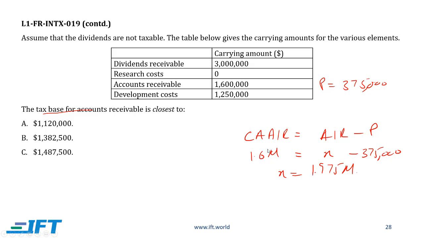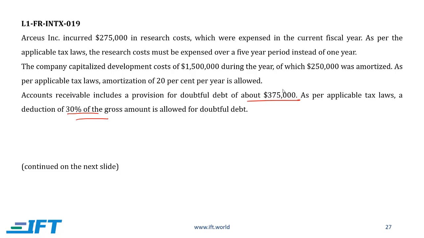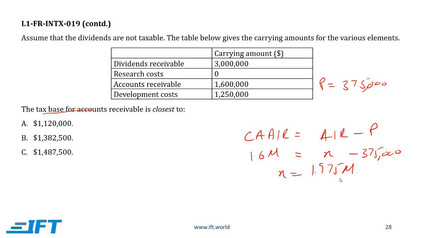Now the original accounts receivable. So instead of deducting 375, we need to deduct how much? 30%. So what is 30% of 1.975? 1.975 minus what? 1.975 into 0.3. Now this is your new provision. So 1.975 minus 1.975 into 0.3 will give you what? 1.3825 million.